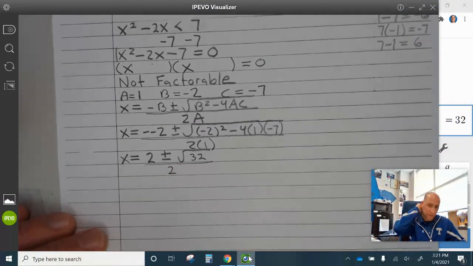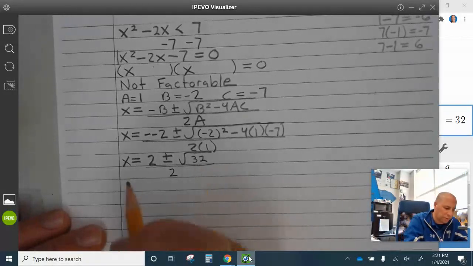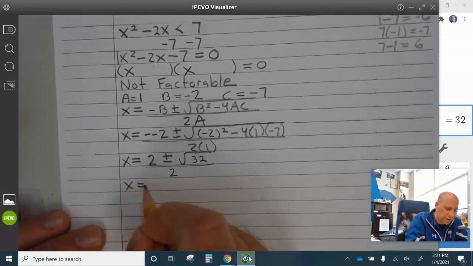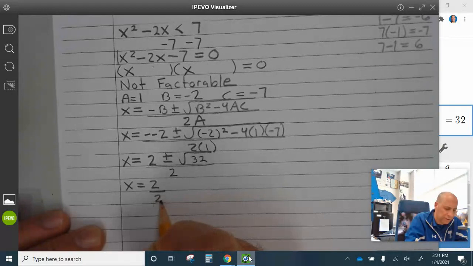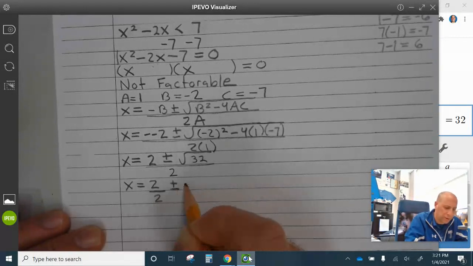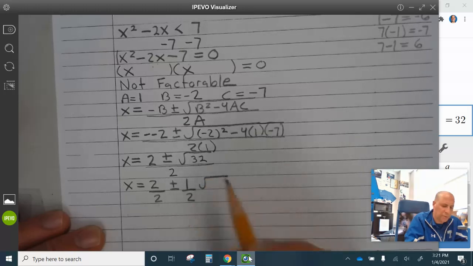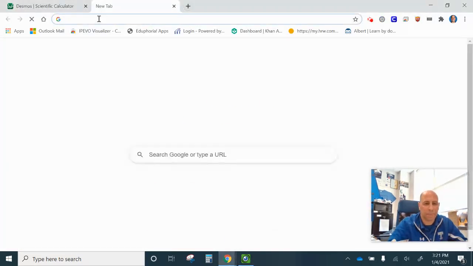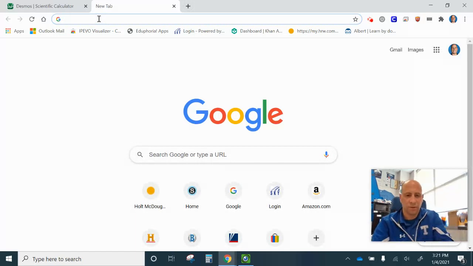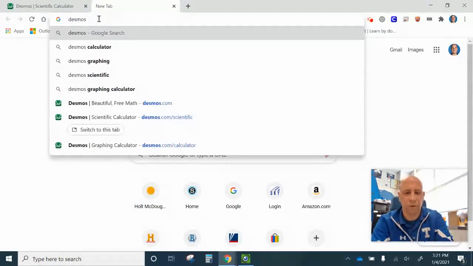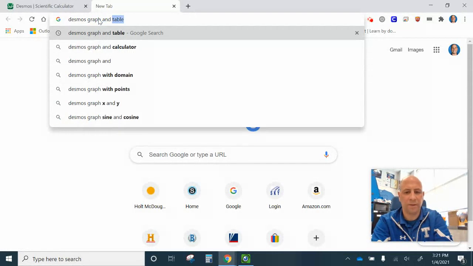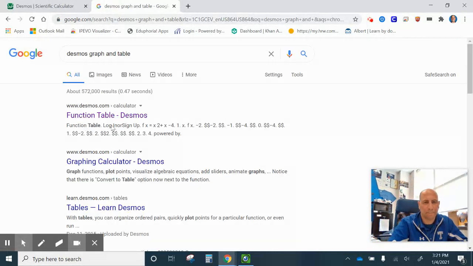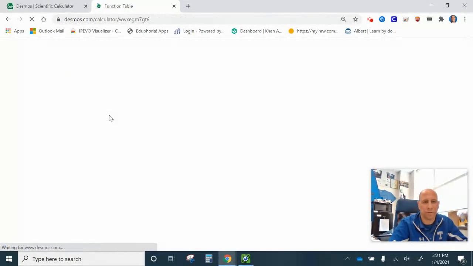Okay. Now we need to see if we can reduce the square root. So that's X equals 2 divided by 2 plus or minus 1 divided by 2. And let's see if there's another way we can write the square root of 32. So I'm going to add a tab. I'm going to Google search Desmos, graph, and table. Click on function tables.